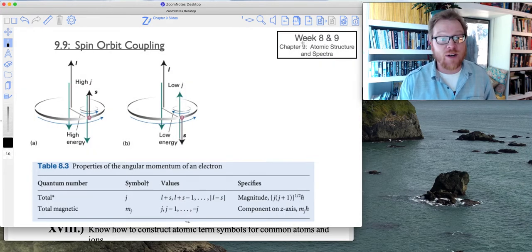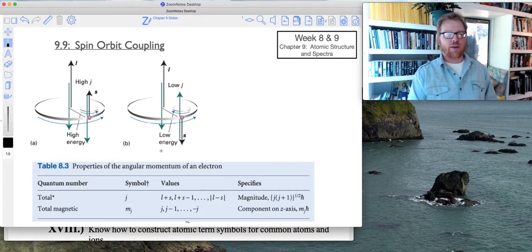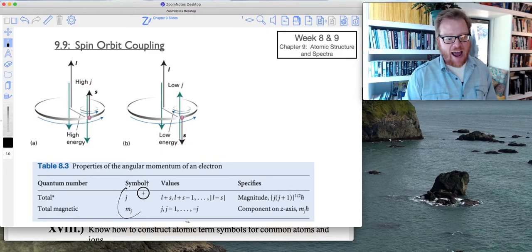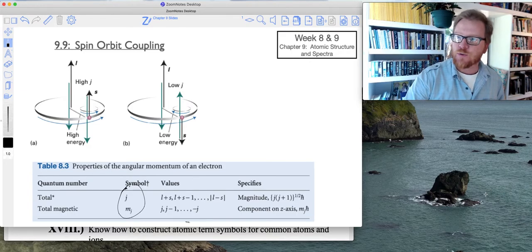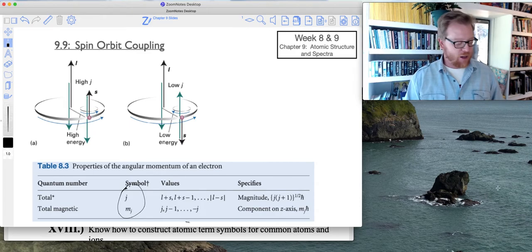That's where we're going to go next. And just to give you a preview, that's where we're going to have to get into this total spin quantum number J. So that is coming next, folks. I will see you in the next video.